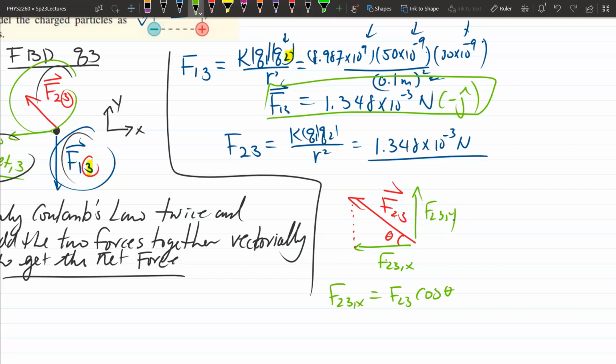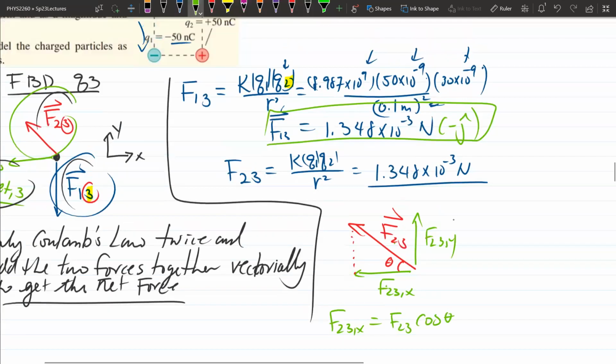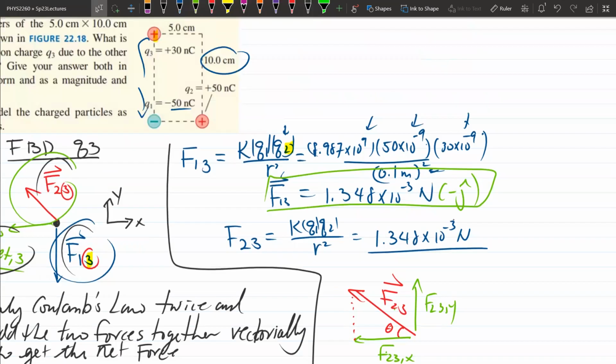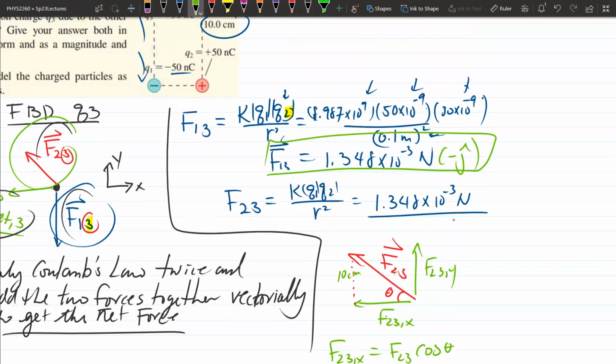Okay, but the problem doesn't tell you what theta is. Does anyone have an idea how to figure out what theta is from this drawing? Right, from the drawing, this is 10 centimeters. This is 5 centimeters, right? I'm sorry.